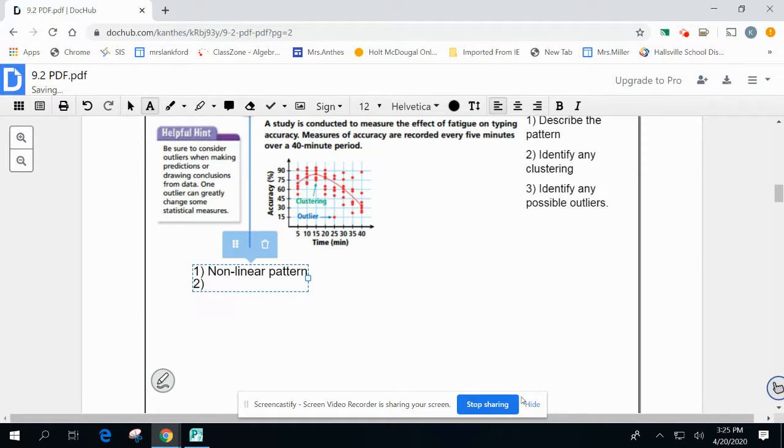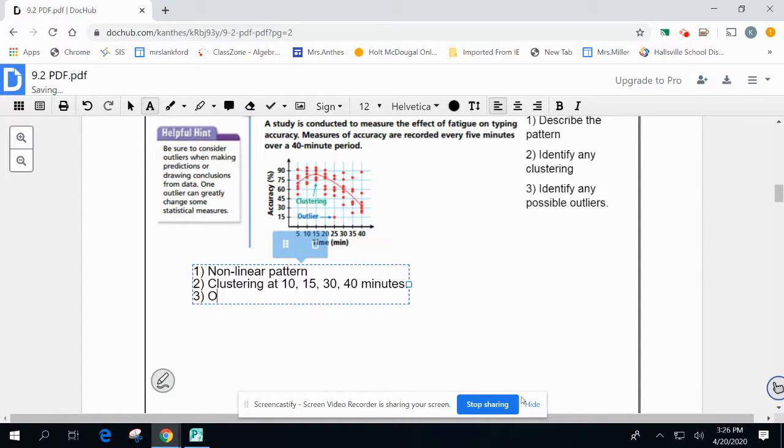For number two, we are going to look at clustering. There's already some clustering identified, but I would say there are a lot more areas of clustering than the one that is marked already. So we'll say there's clustering at 10, it looks like clustering at 15, and definitely some clustering again at 30 and at 40 minutes.